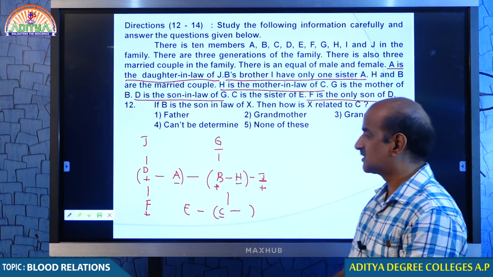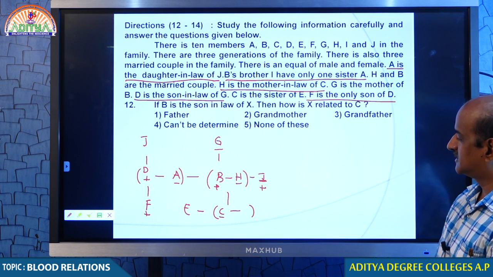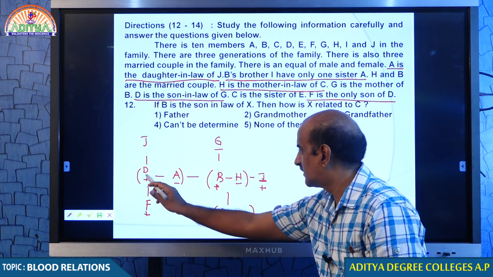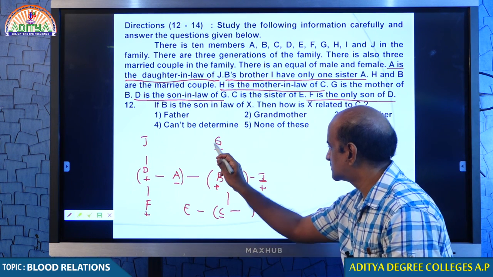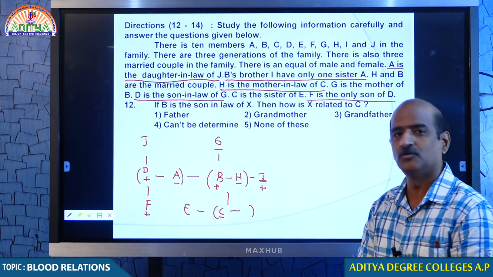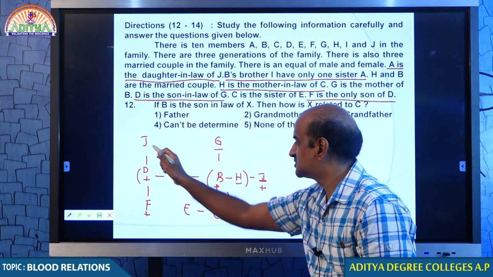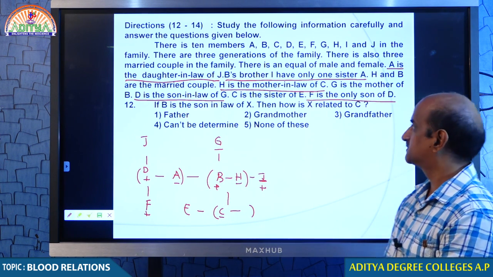3 married couples. There is an equal number of males and females. Check it out, 5 male and 5 female. How many males were we able to get? 1, 2, 3, 4. How many females? 1, 2, 3, 4. Oh, so 1 male and 1 female is missing. Between J and E, there must be 1 male and 1 female.